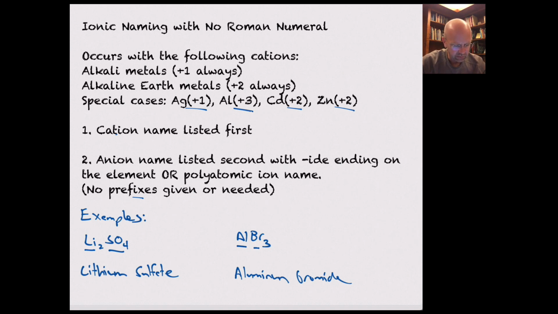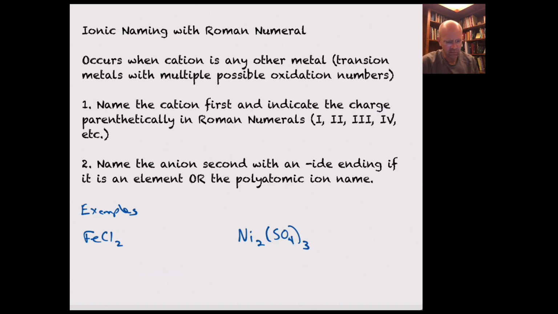Now, all the metals that aren't alkali metals, alkaline earth metals, or these special cases, they have multiple possible charge states. And so we use ionic naming with Roman numerals when we have cations that can occur in multiple possible oxidation numbers or have multiple possible charges. This naming system is very similar to naming ionic compounds that have a fixed cation charge, except we have to indicate parenthetically what the charge of the cation is, since it could be more than one thing.